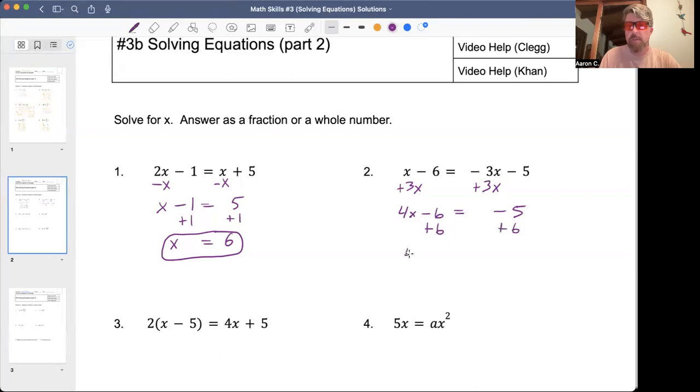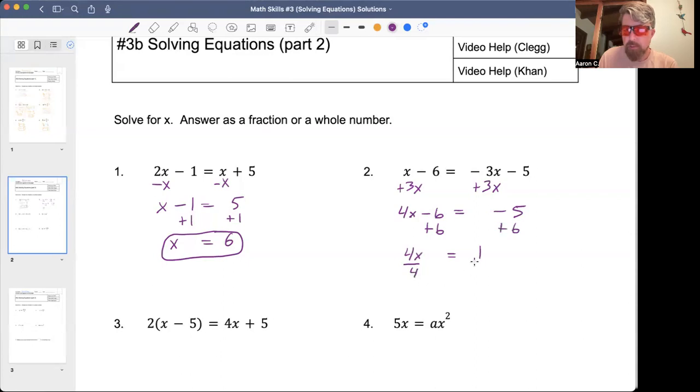All right, so we end up with a 4x plus 0 equals negative 5 plus 6 adds up to 1. You might be able to figure out that 4 times something equals 1, then that something must be 1/4. 4 times a fourth is equal to 1. But we can also use the rules of algebra to figure that out.